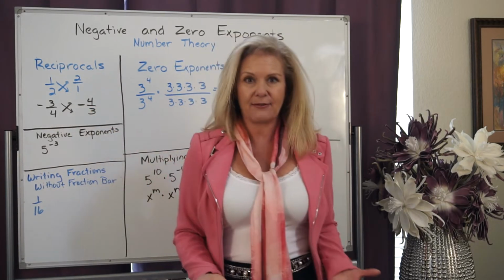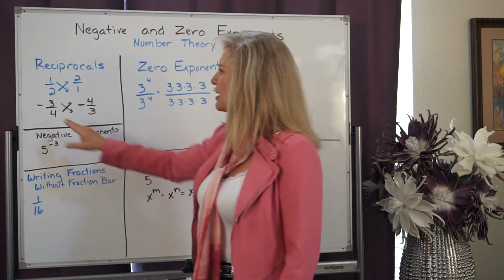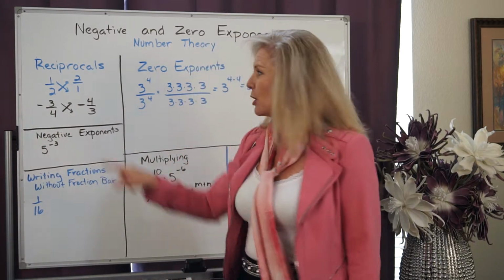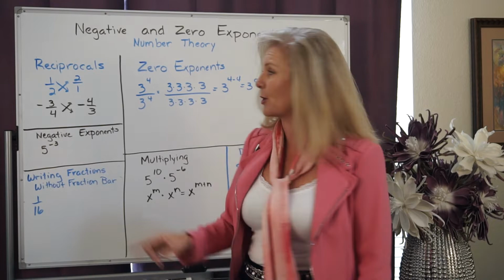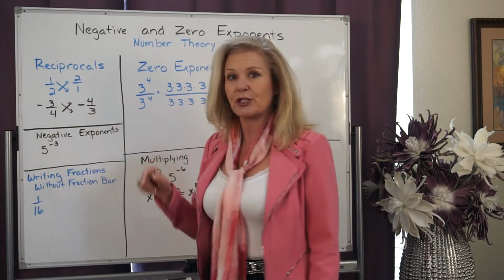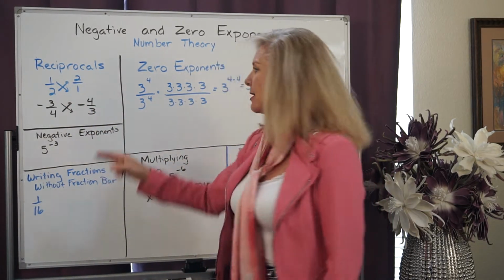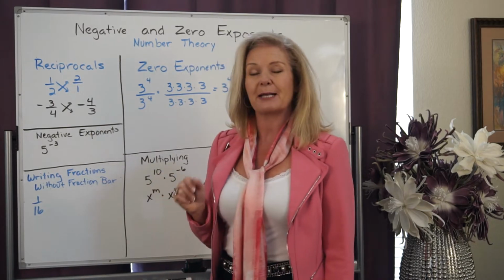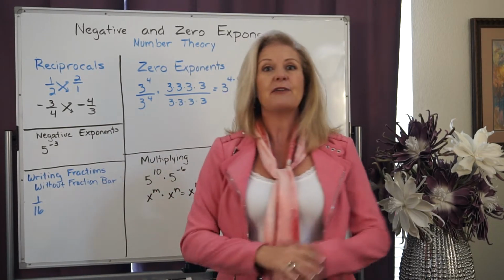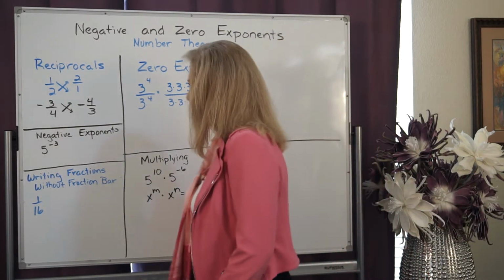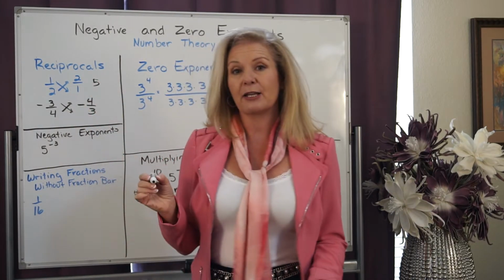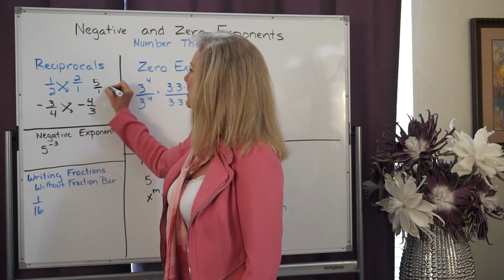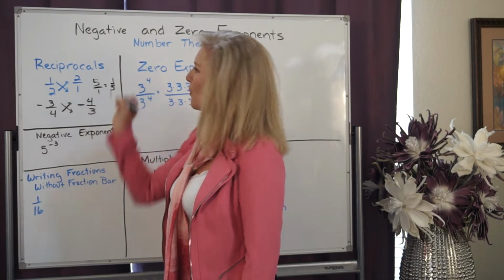Even if I have negative numbers, I can take reciprocals. So if I have negative 3/4, well, the reciprocal is going to continue to be a negative number. I would then switch the position of the numerator and denominator, and the reciprocal becomes negative 4/3. Even whole numbers have reciprocals. So say I have the whole number of 5. Well, really I could write that as 5/1, so the reciprocal would become 1/5.